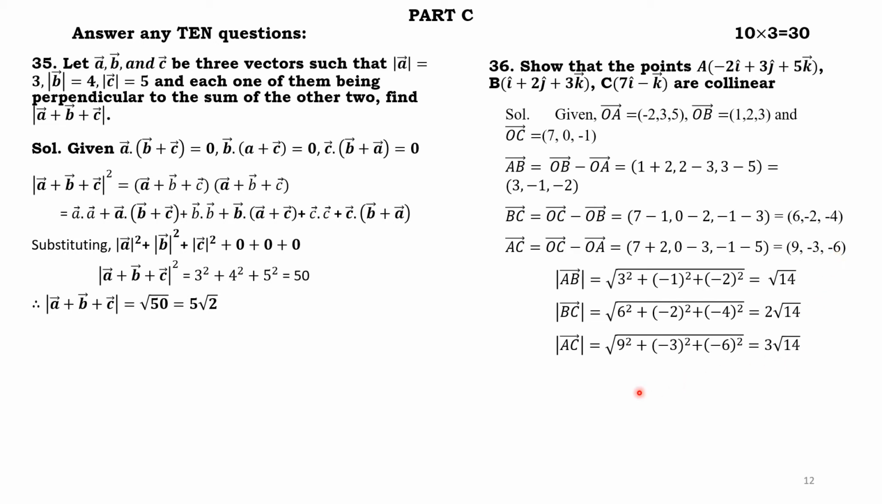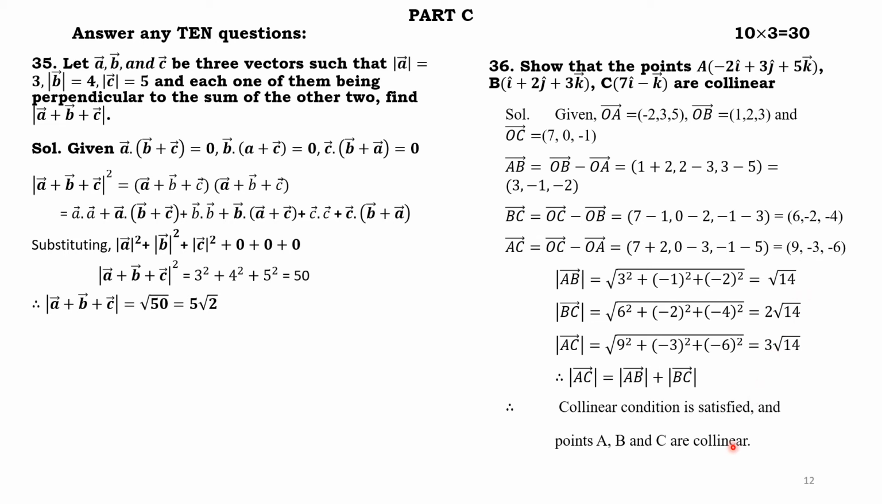Now we will compare, we will see that AC is equal to AB plus BC. That is 3 square root 14 is equal to 2 square root 14 plus square root of 14. Hence, collinear condition is satisfied and points A, B and C are collinear.